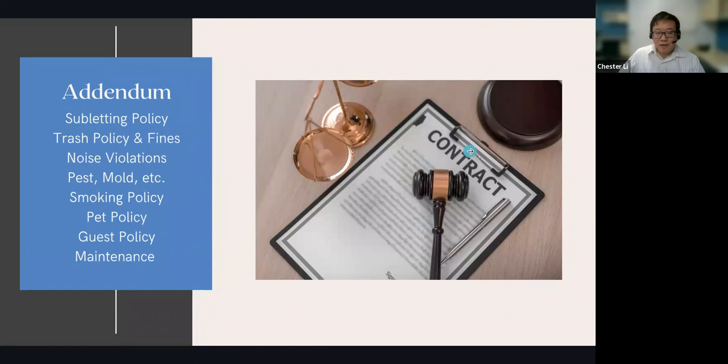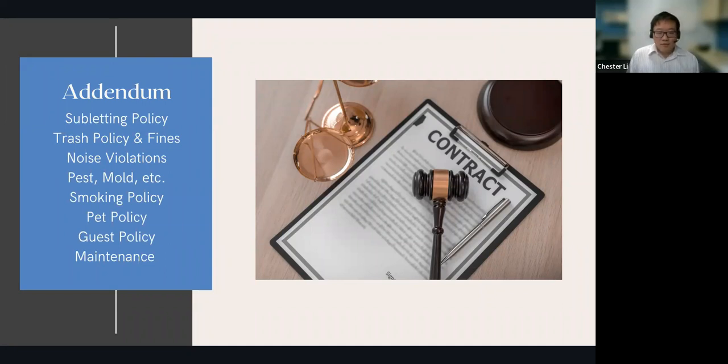And here we have the addenda I was just talking about, subletting policy. Common ones are the trash policy and fines, like what day of the week the trash is, because the city of Boston only collects trash at certain periods, and you definitely don't want over-trashed areas because that attracts lots of different pests as well. And if you have trash in your apartment, if there's cleaning fees, if there's fines. Noise is another common one, where at certain hours they don't want you playing loud music. Guests is another one.